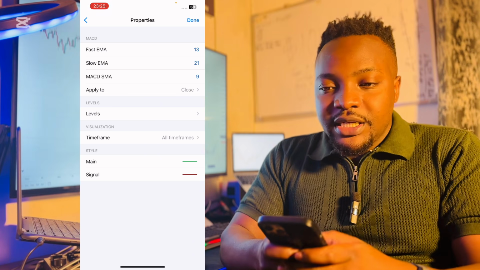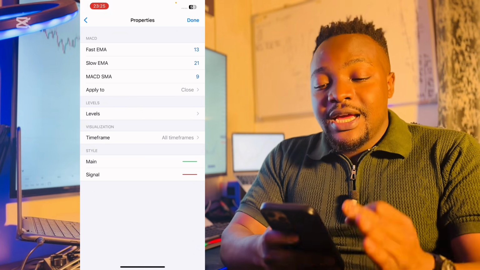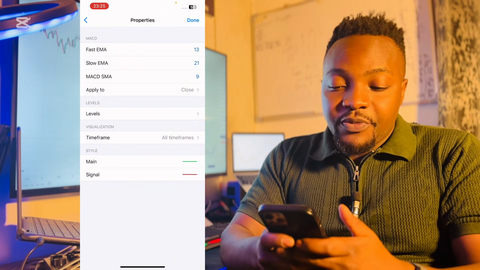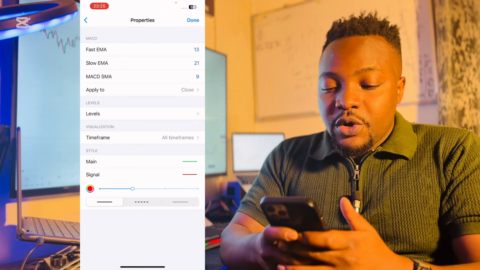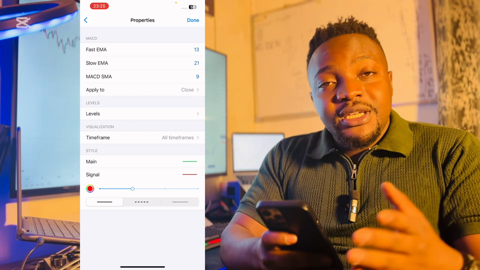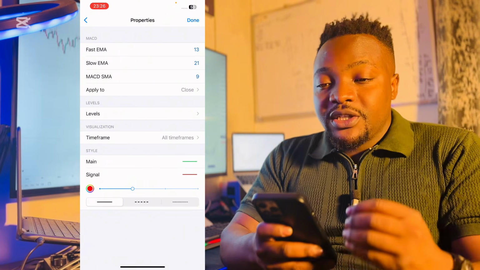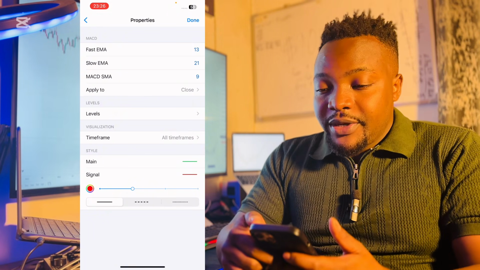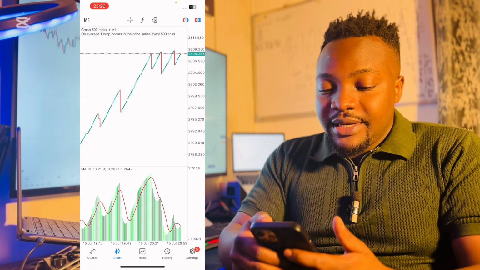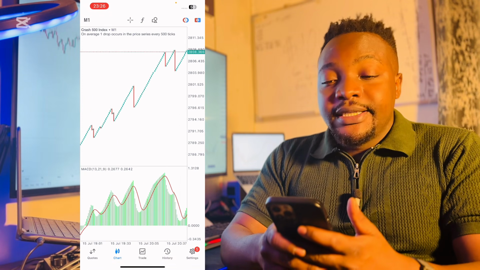Then on visualization, just allow it to be on all time frames, although we said we're going to be using the 1 minute time frame only. And then on styling, we're going to have the main as green and the signal as red. Please try and follow the same colors that I'm using, and then you can later customize once you are comfortable with the strategy. Once we are done, these are the final properties. We'll simply click on done. As you can see, we now have the MACD added down below.